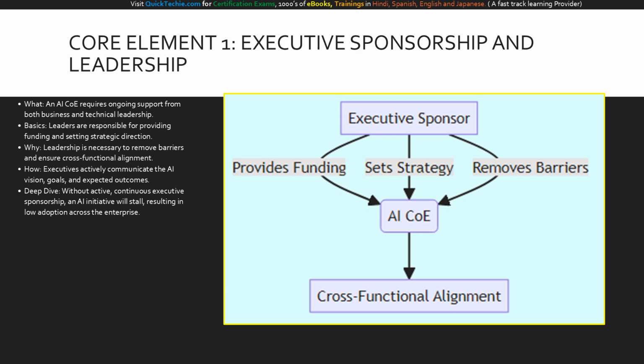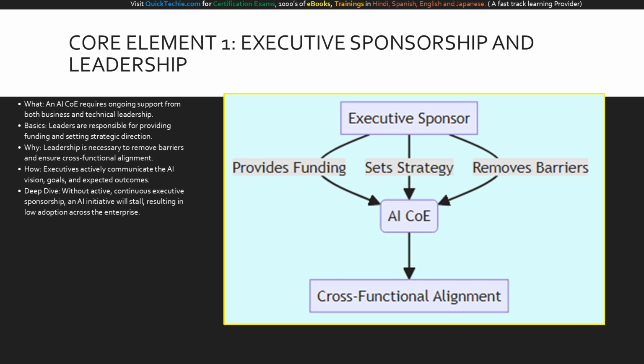In our deep dive, it's critical to note that an executive sponsor isn't just a figurehead who signs a check. When a COE lacks an active executive sponsor, you face stalled adoption. It requires active, continuous advocacy to keep the AI strategy moving forward.